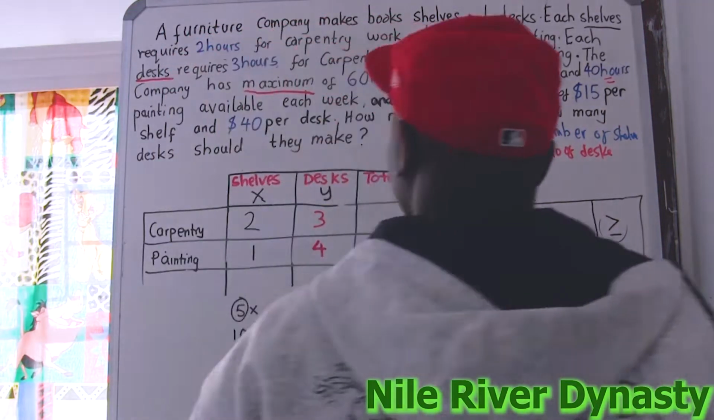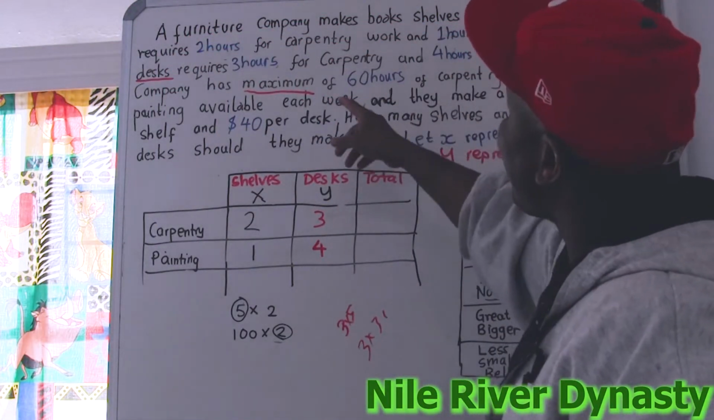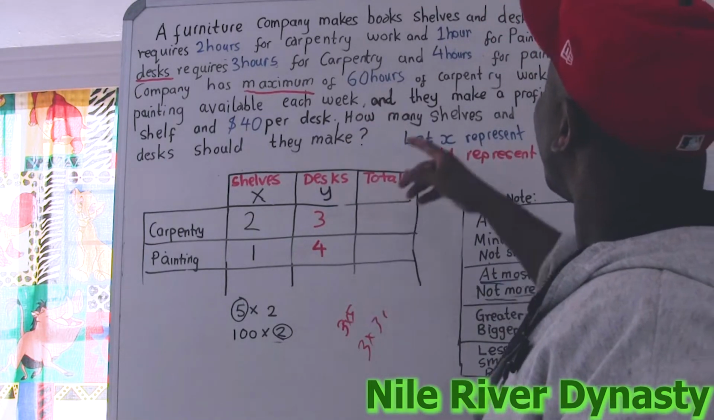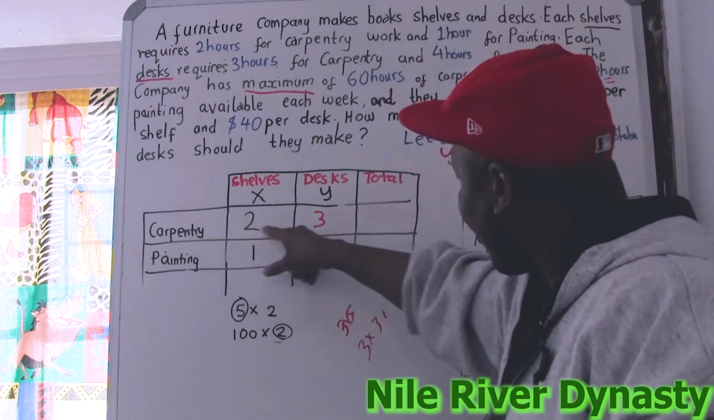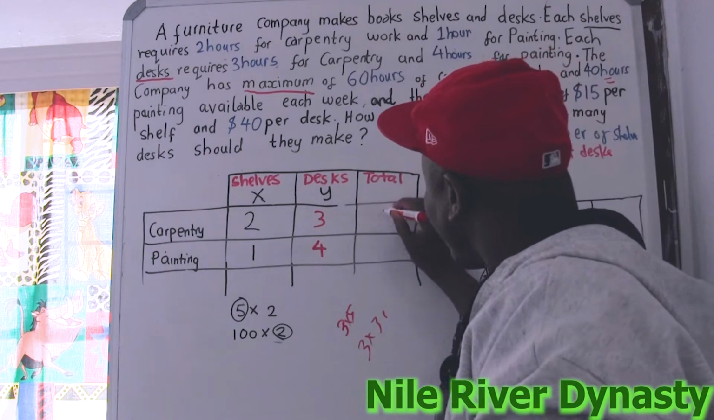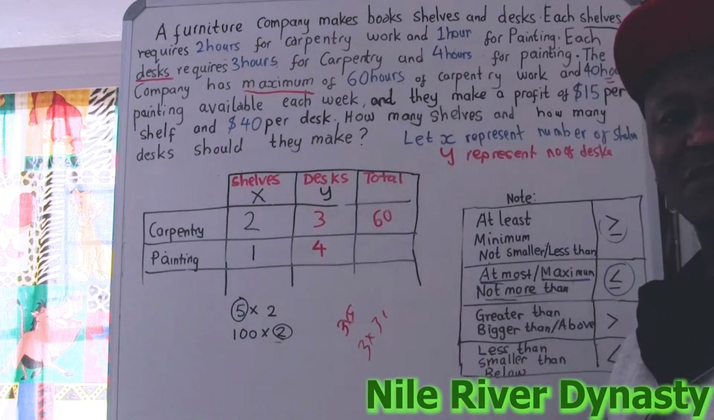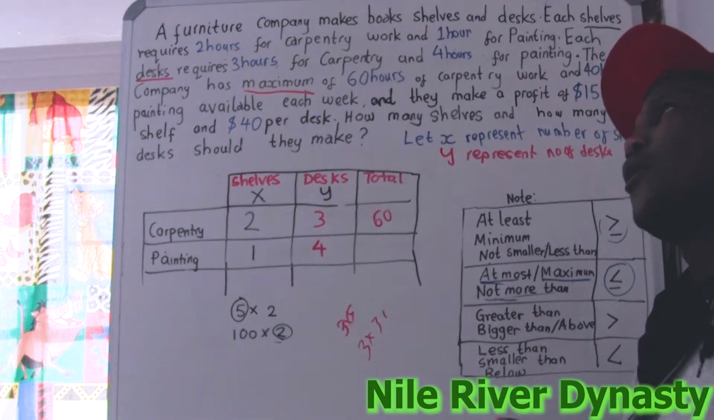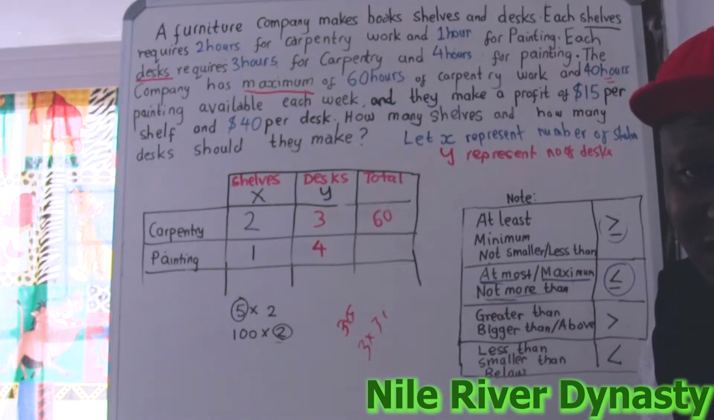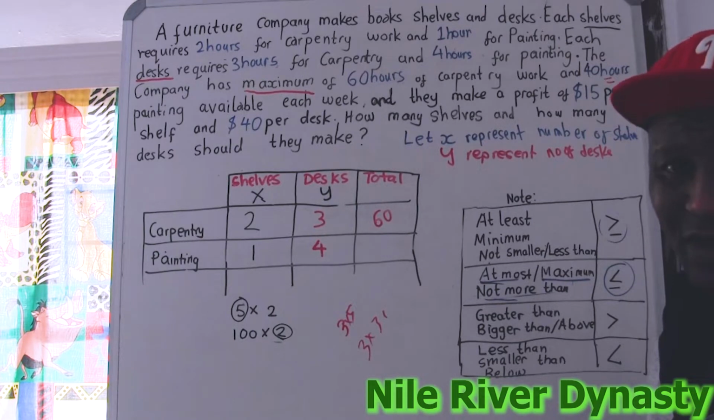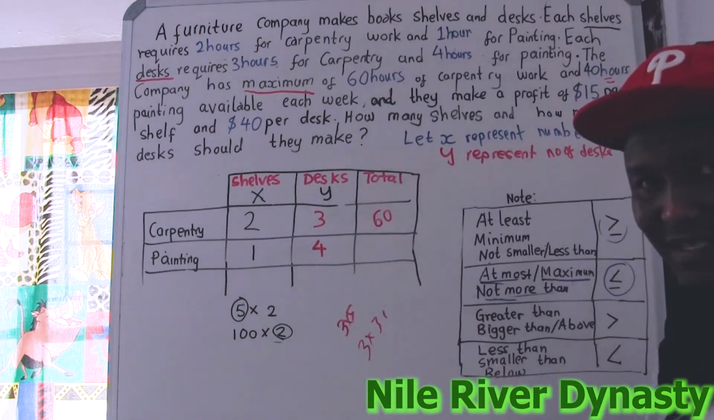Okay, and then, let's see. They say the company makes a maximum of 60 hours for carpentry, which means this carpentry total is going to be 60. But they say maximum here. What is maximum? It means not more than. It means it has to be either 60 or less than 60.